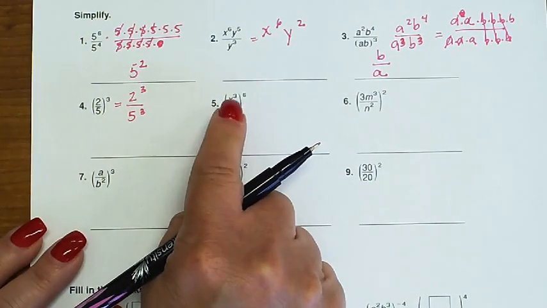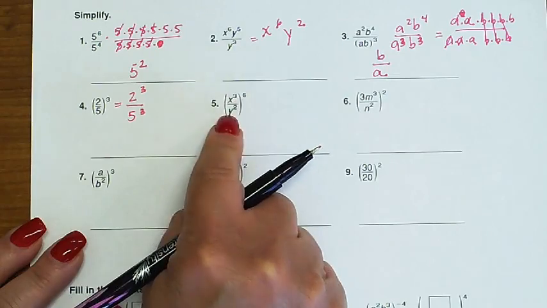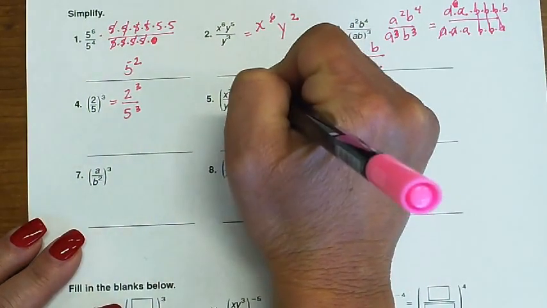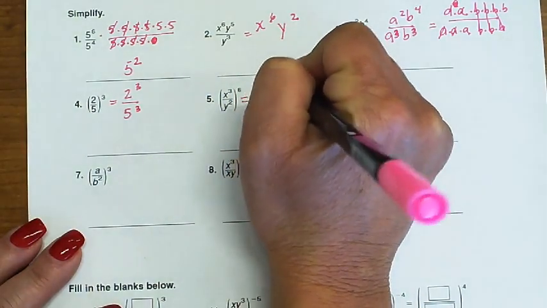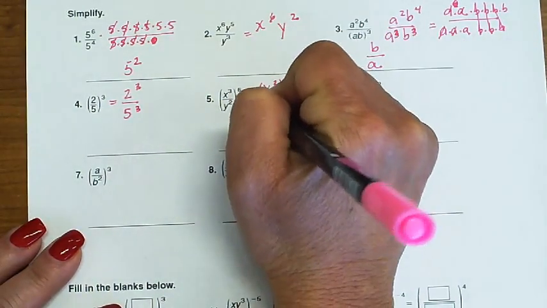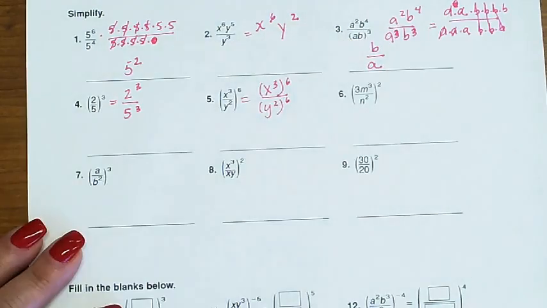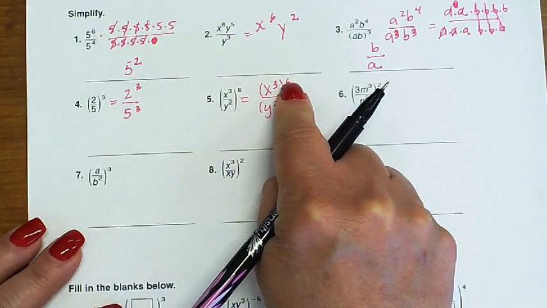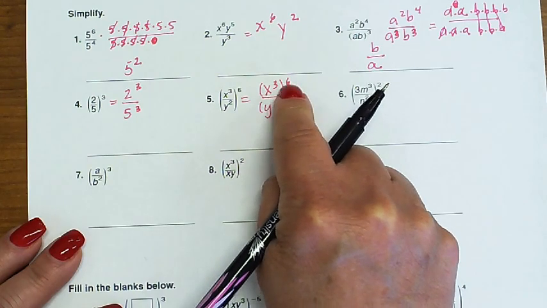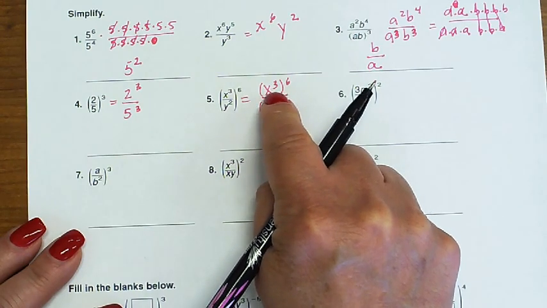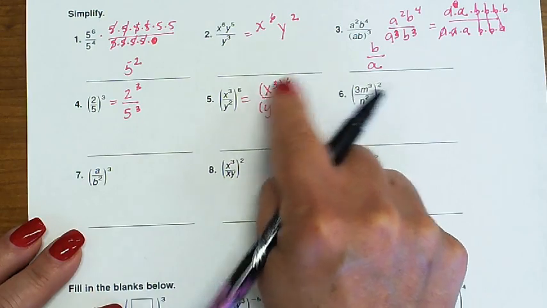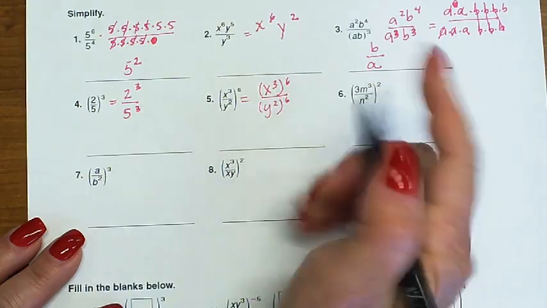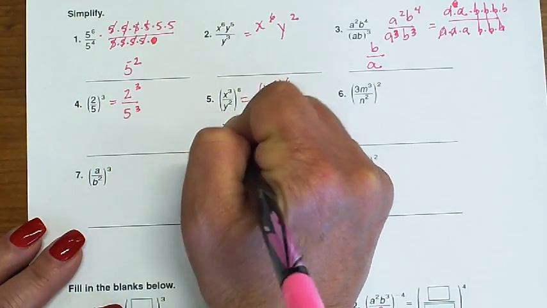Now, on the next one, I've got x to the third divided by y to the second, all raised to the 6th power. So remember, this is the same as x to the third raised to the 6th power divided by y squared raised to the 6th power. We have a power raised to a power. The rule for this, remember, is to multiply. This is x to the third times x to the third times x to the third times x to the third, 6 of them, right? So I have 6 groups of this. There's 3 in each group, so I end up with x to the 18th.